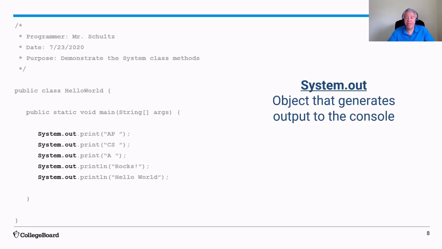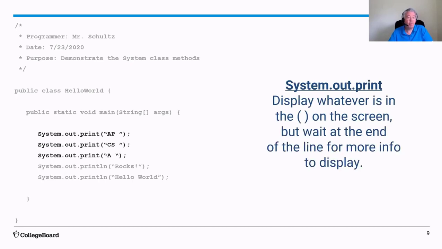That's what it does. That's its job. So anytime we want output to go to the console, we have to go through system.out. Okay, I can tell system.out to do two specific things. I can tell system.out to print, which means that I'm going to display whatever's in the parentheses on the screen, and then I'm going to wait at the end of the line for more stuff. The cursor will just sit there and blink at us.